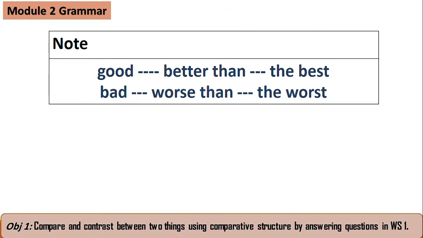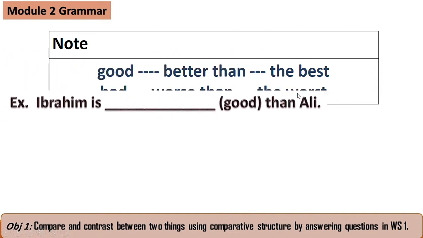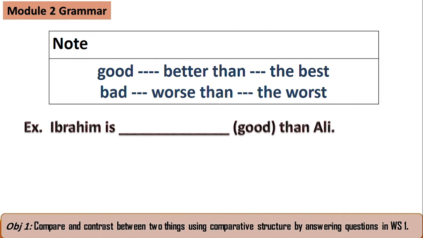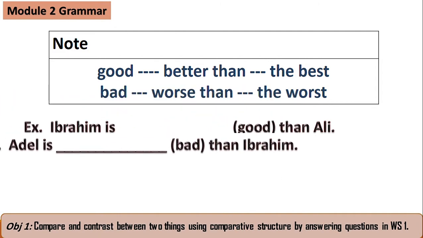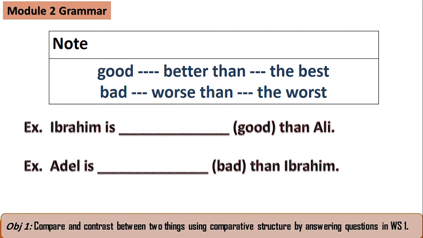As we said before, bad and good are irregular adjectives. They have their own rule. Like good, we don't say gooder, we say better than, and the best. Bad, worse than, the worst. Okay, let's find an example for this. Ibrahim is good than Ali. Then you have another example: Adil is bad than Ibrahim. Then you say Ibrahim, who can answer it? Take your time and answer it. Okay.